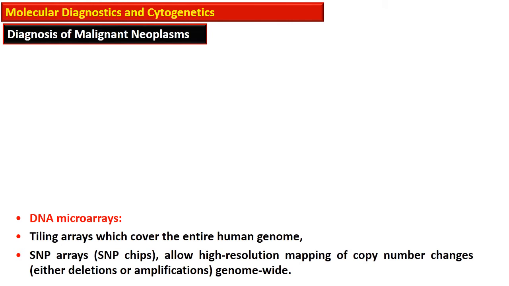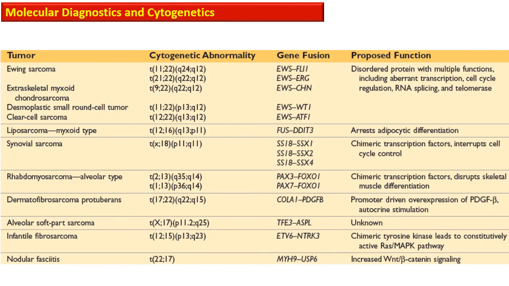Then DNA microarrays are also used as a molecular technique, and both the tiling arrays and single nucleotide polymorphism arrays are used. The tiling arrays cover the entire human genome, while single nucleotide polymorphism arrays allow high resolution mapping of copy number changes, either deletion or amplification of some areas. There is a specific cytogenetic abnormality for a specific type of tumor.